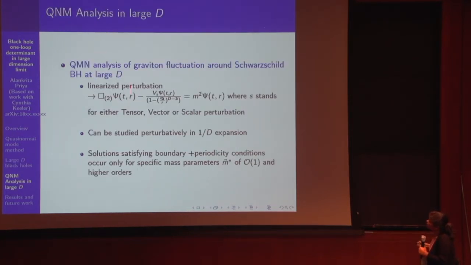I want to apply the quasi-normal mode method to the large D black hole. This is the field equation for gravitational perturbation around the Schwarzschild black hole. Here, V_s is the potential corresponding to either tensor, vector, or scalar perturbation. This equation can be studied perturbatively, order by order in the 1/D expansion. And we found that solutions satisfying the boundary and periodicity conditions occur only for specific mass parameters of order 1 and higher order.